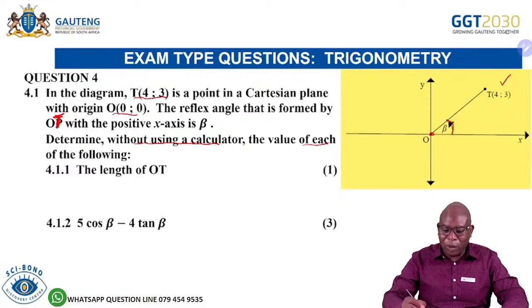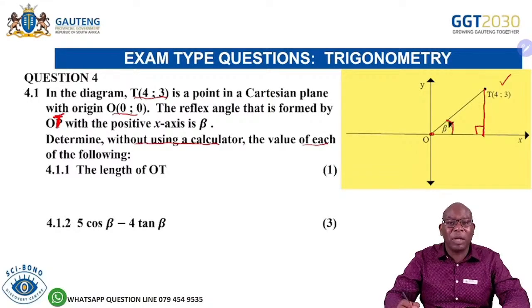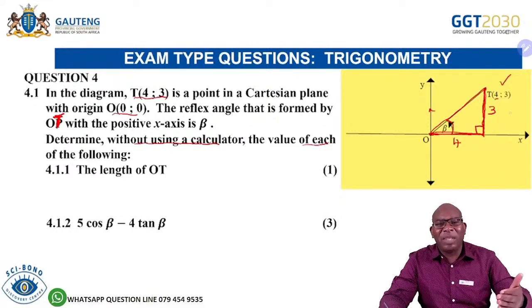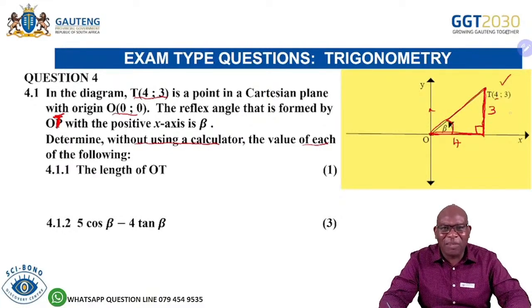The length of OT, what should I do? I need to draw a line that is going to be perpendicular to the x-axis. What type of triangle do I have now? A right angle triangle. This value is on the x-axis, so it will be the x. This value is parallel to the y-axis, so it should be the y. Already you have been doing this in class from grade 9, grade 10: the theorem of Pythagoras.